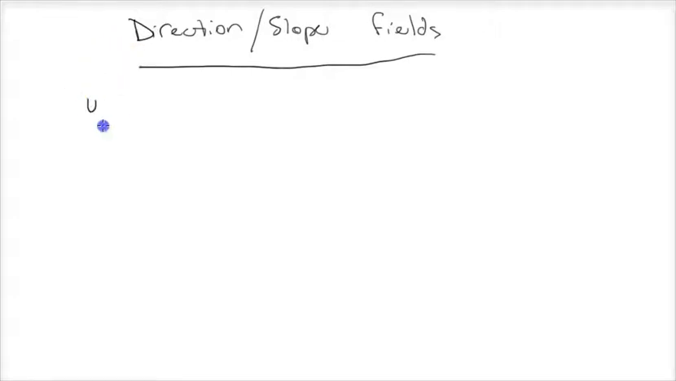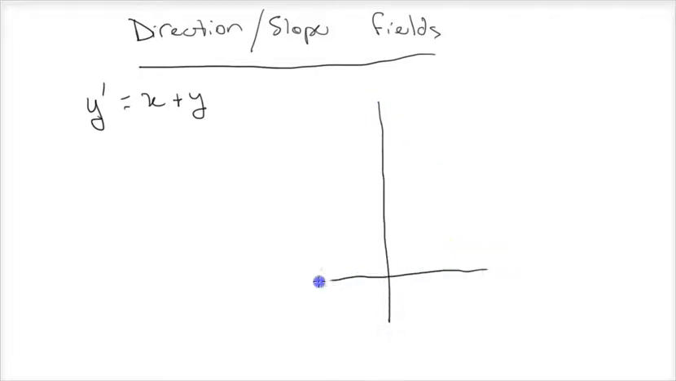Let's say we have the differential equation y prime is equal to x plus y. If we had to draw a slope field for this, first off, on the AP, when you need to draw slope fields, you're not going to be drawing too many points. You're only going to be drawing a couple.